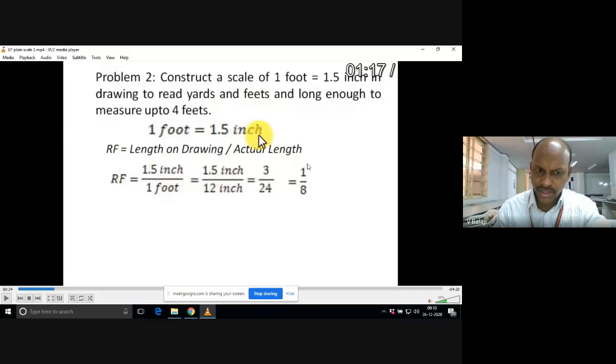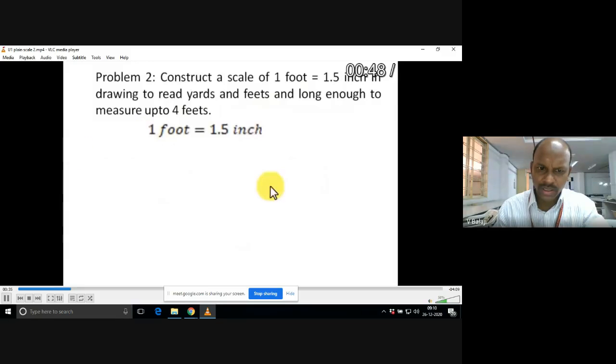Now tell me, what is the length of the scale, the formula? Representative fraction multiplied by maximum length to be measured, that is given 4 feet. So please take that formula. That formula is common. Even these two formulas are common for construction of any scale, whether it is a plane scale or diagonal scale.